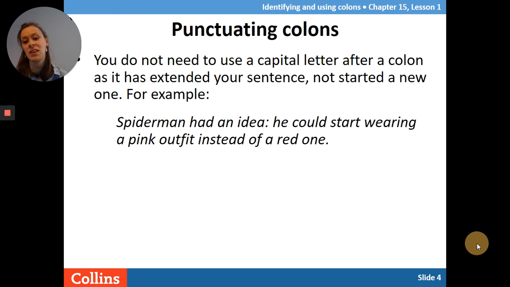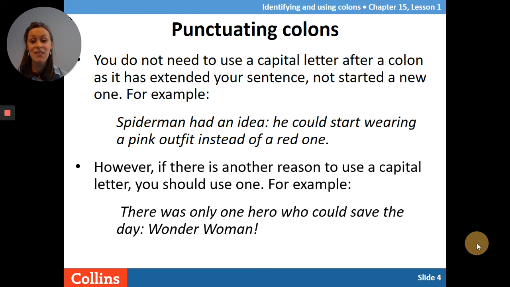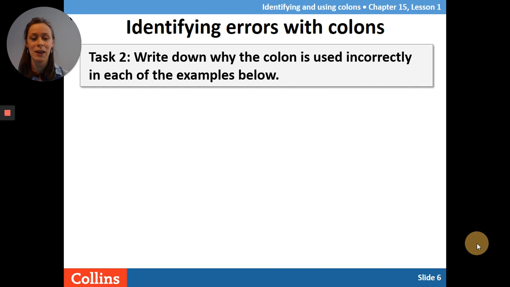For example, Spider-Man had an idea: he could start wearing a pink outfit instead of a red one. No need for a capital letter. However, if there is another reason to use a capital letter, you should use one. For example, there was only one hero who could save the day: Wonder Woman. Okay, so no capital letters required unless it's someone's name or a place that needs one anyway.